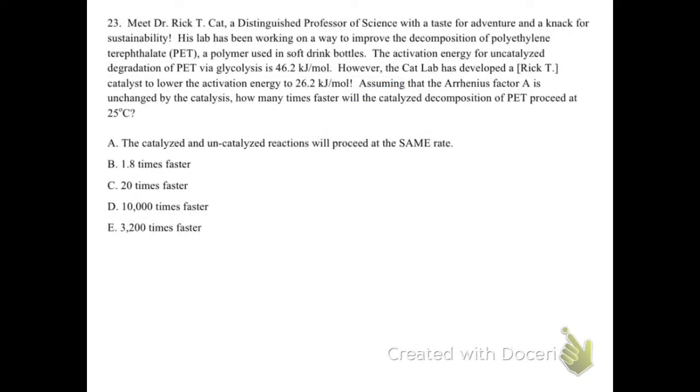Okay, in this problem, we're dealing with one Dr. Rick T. Catt, a distinguished professor of science with a taste for adventure and a knack for sustainability. Their lab is working on a way of improving the decomposition of a type of plastic, polyethylene terephthalate, aka PET. And what they've done here is they found a way to take the uncatalyzed reaction, which clocks in at 46.2 kilojoules per mole, and drop it down to an impressive 26.2 kilojoules per mole. Cool. We're assuming that the Arrhenius factor A is unchanged by catalysis, often a poor assumption, but one that will make our lives easier when doing the calculation.